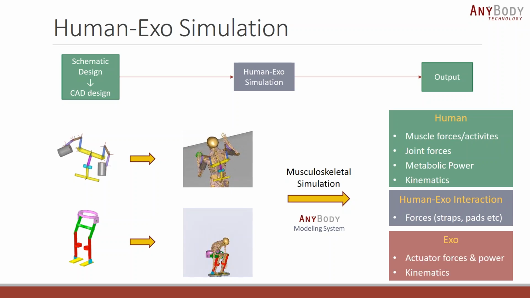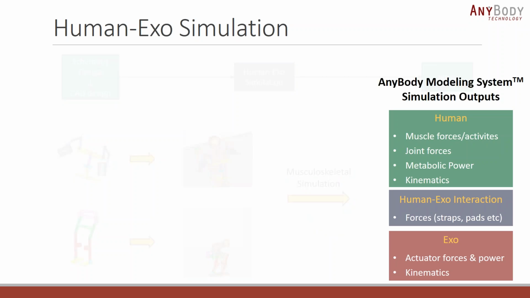And then finally, we have the exoskeleton outputs, which are things like the actuator forces and power and the kinematics of the exoskeleton itself. Now, these outputs that we see over here are the key simulation outputs that we get from AnyBody that will be of interest to us in this presentation. And you will see that these three boxes will keep appearing throughout the presentation. So it's just a good idea to take note of them at this stage.